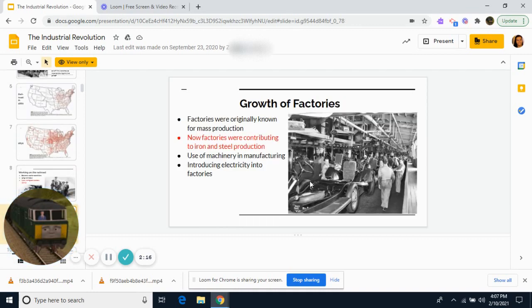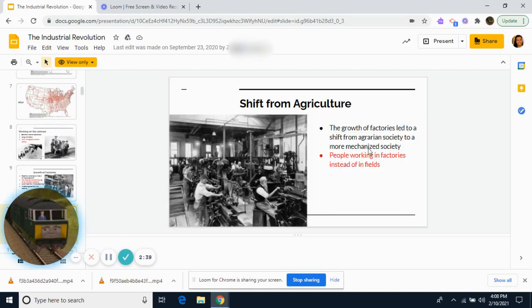Growth of factories. Factories were originally known for mass production. Now factories were contributing to iron and steel production, with the use of machinery in manufacturing and the introduction of electricity in factories. So this is what they're doing right now. They are getting started. Shift from agriculture: the growth of factories led to a shift from an agrarian society to a more mechanized society. People were working in factories instead of in fields.